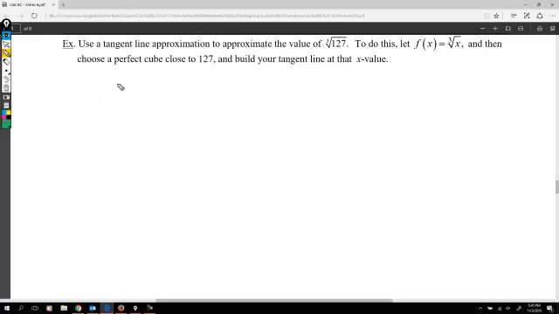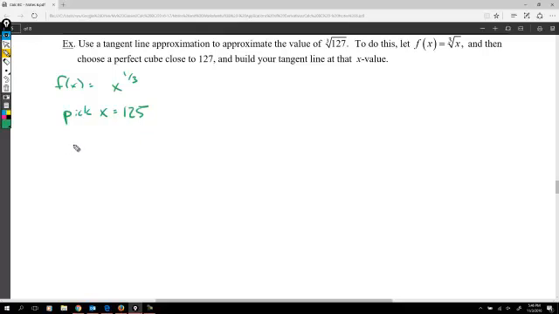And we're going to choose a perfect cube close to 127 that we know the value of to make things easy for us. So first of all, we'll define f of x as x to the 1/3. I'm going to pick x to be 125. Okay, the reason why I'm picking 125 is because it's close to what I want to approximate. So you always want your x value and the x value that you're trying to approximate to be pretty close to one another. And I know that 125 is a perfect cube.